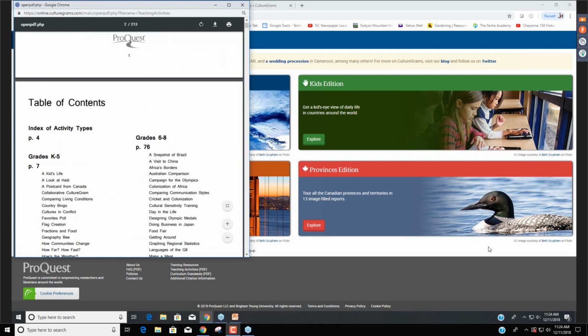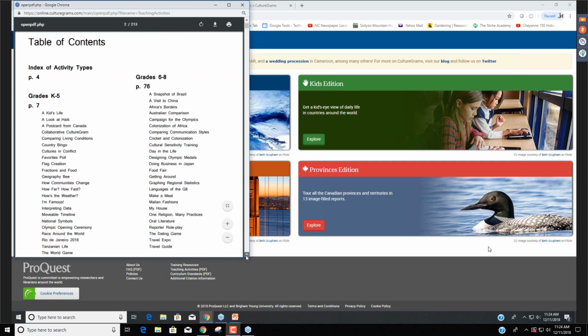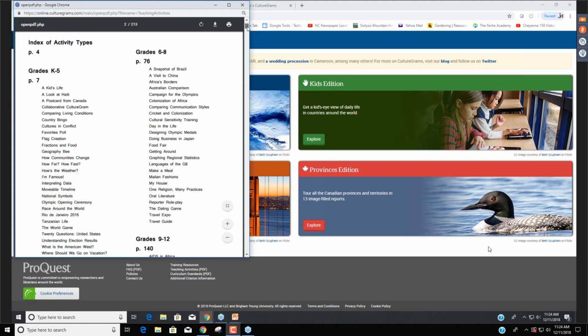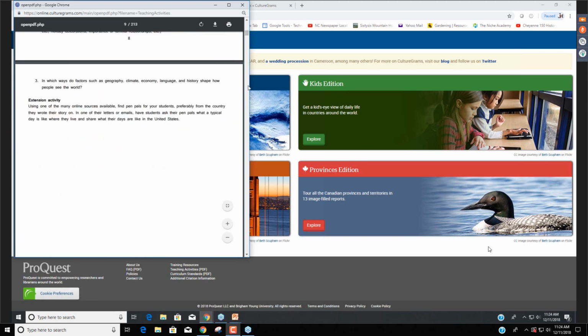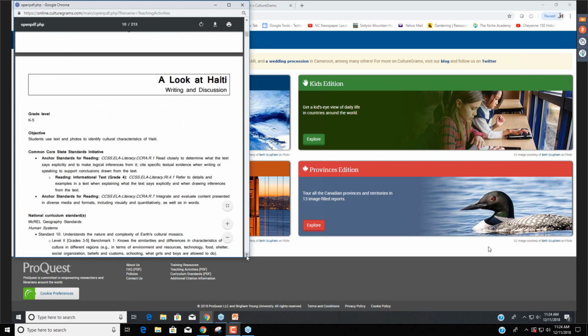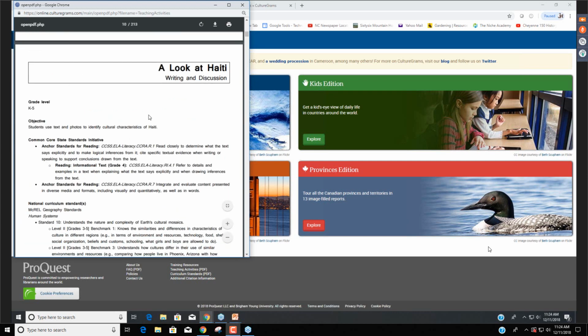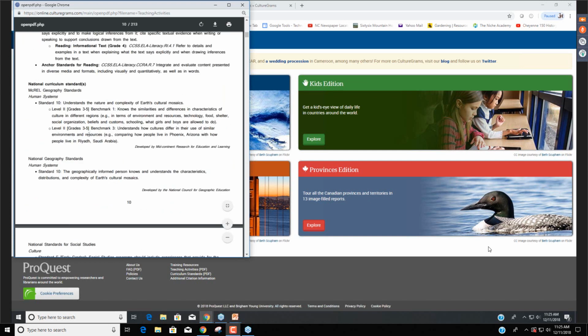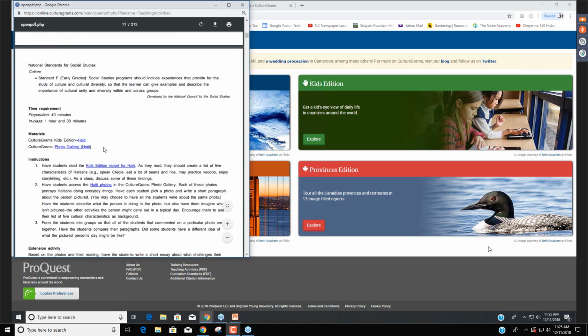They're listed alphabetically by grade. So you'll see that we have grades K through 5. And let's just scroll down to 1. For example, a look at Haiti. This is a writing and discussion assignment. There are Common Core standards and National Curriculum standards, the time requirement, and then it tells you what you'll need.